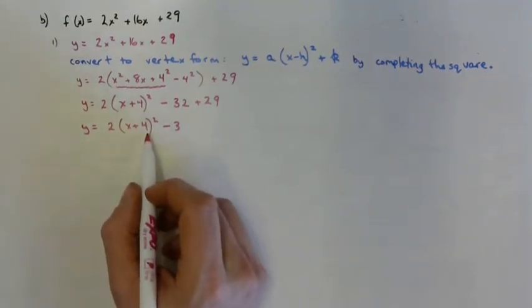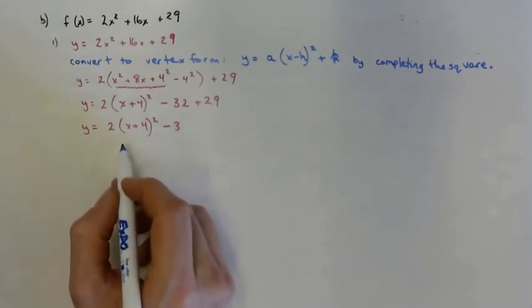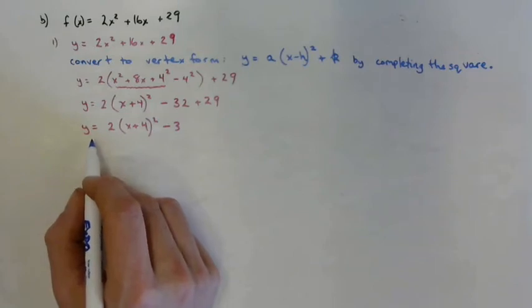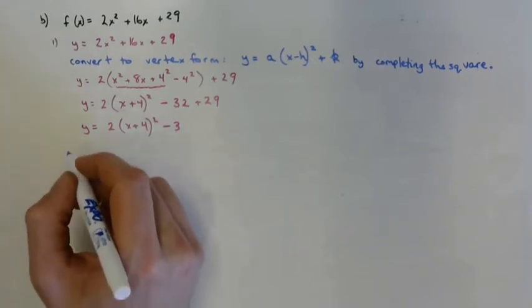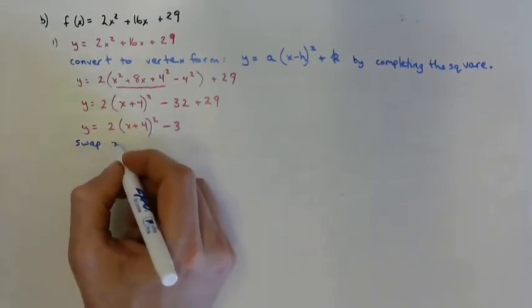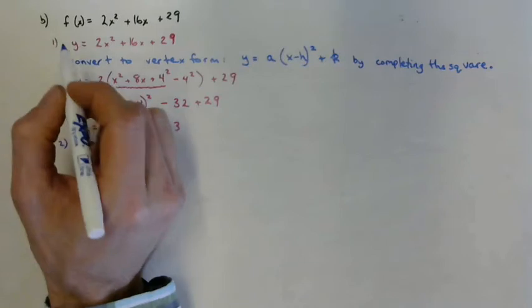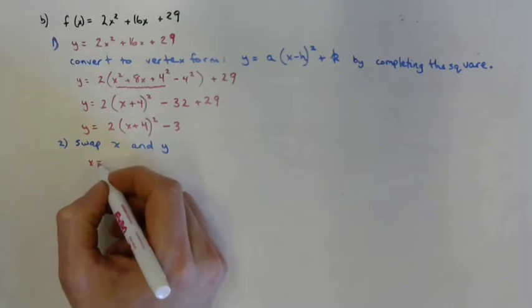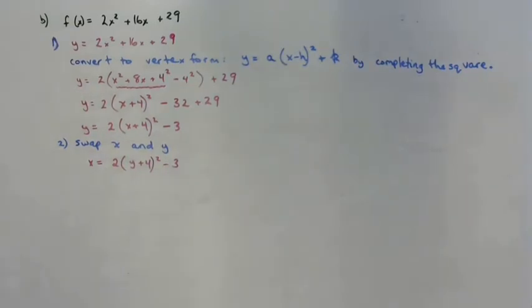And I can see the vertex is at negative 4, negative 3. But now my next step is that we are going to solve. We already have y isolated. So what we need to do now is swap our x and our y. Step 2 here is swap x and y. So now we have x equals 2 times y plus 4 squared minus 3.